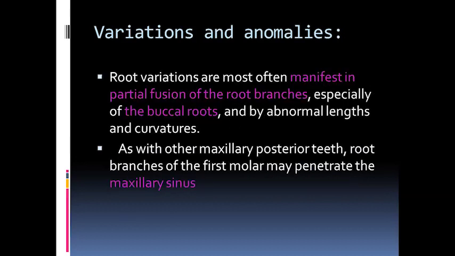Root variations are most often manifest in the partial fusion of the root branches, especially of the buccal roots, and abnormal lengths and curvatures. As with other maxillary posterior teeth, root branches of the first molar may penetrate the maxillary sinus.